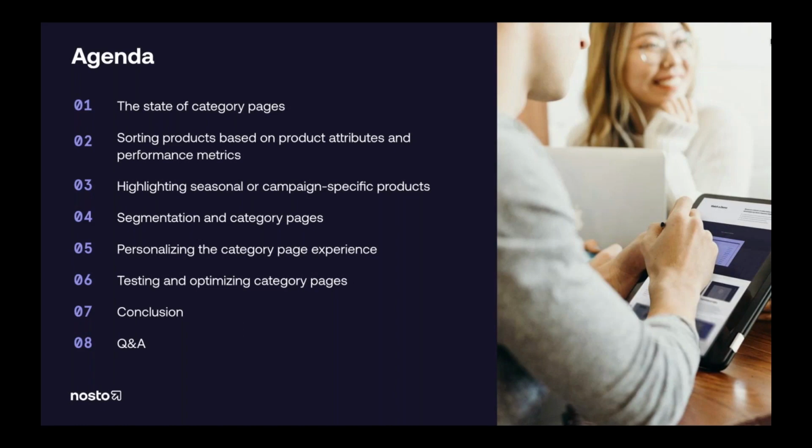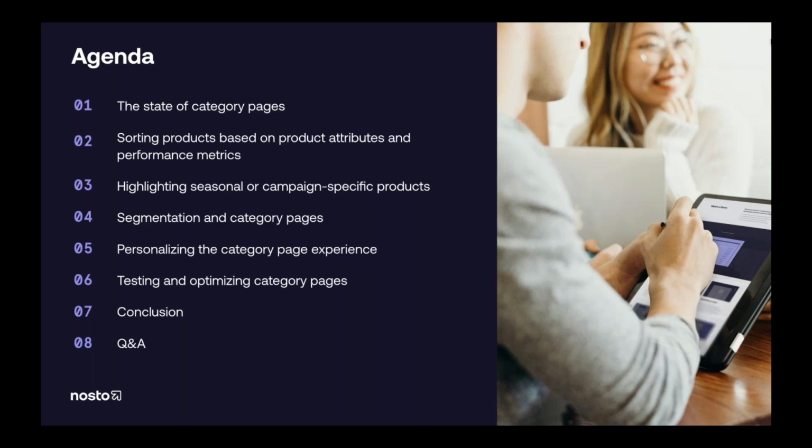I'm just going to run quickly through the agenda. I'm going to start by explaining why optimizing your category pages should be a key focus for you as an e-commerce professional, as well as diving into some of the key context of why we actually decided to develop this product. Then I'm going to take you through the new product, starting with the nuts and bolts functionality, which is our sorting and highlighting rules, and I'll explain the difference between those later.